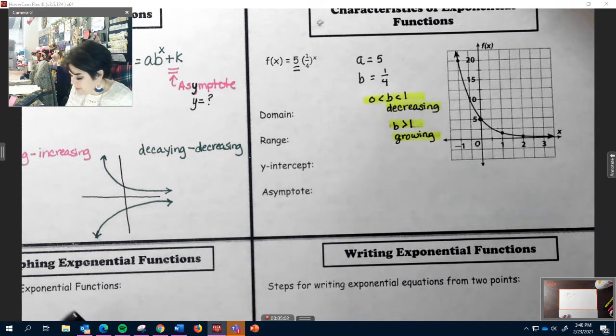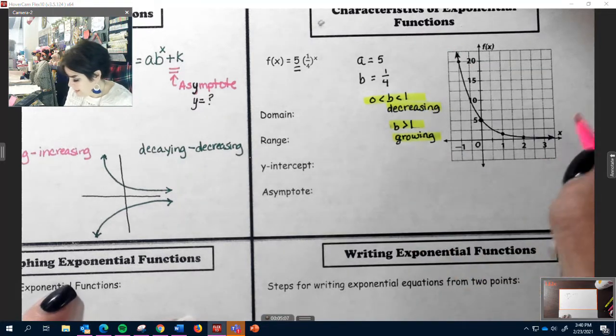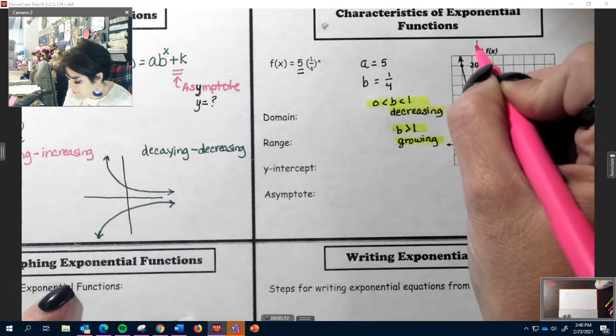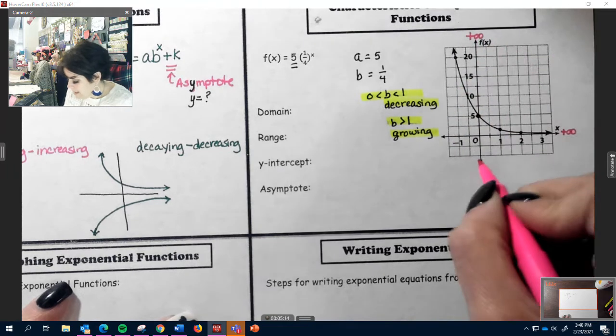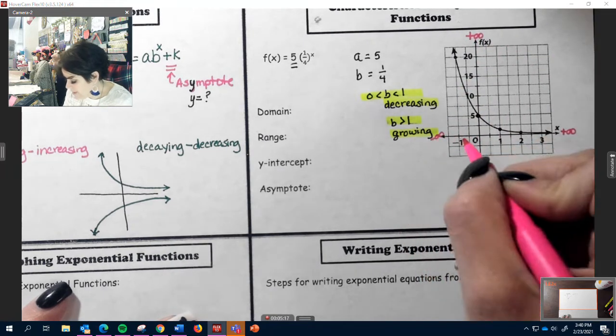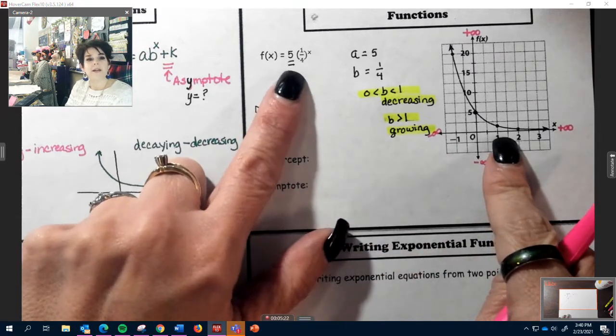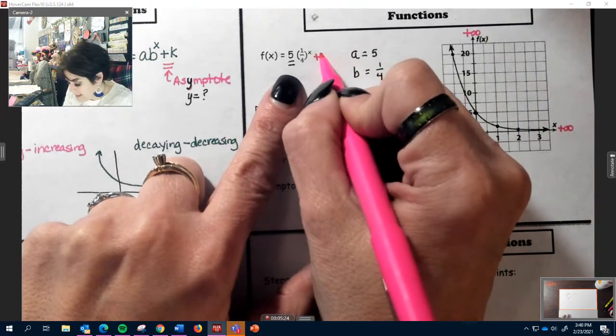Okay, let's talk about the domain. Let's label all of our infinities. When you go this way, it's positive infinity. If you go up forever, that's positive infinity. If you go down, that's negative infinity. And if you go this way, that's negative infinity. Okay. I can see the boundary right here. I know that on this, it'd be plus 0.